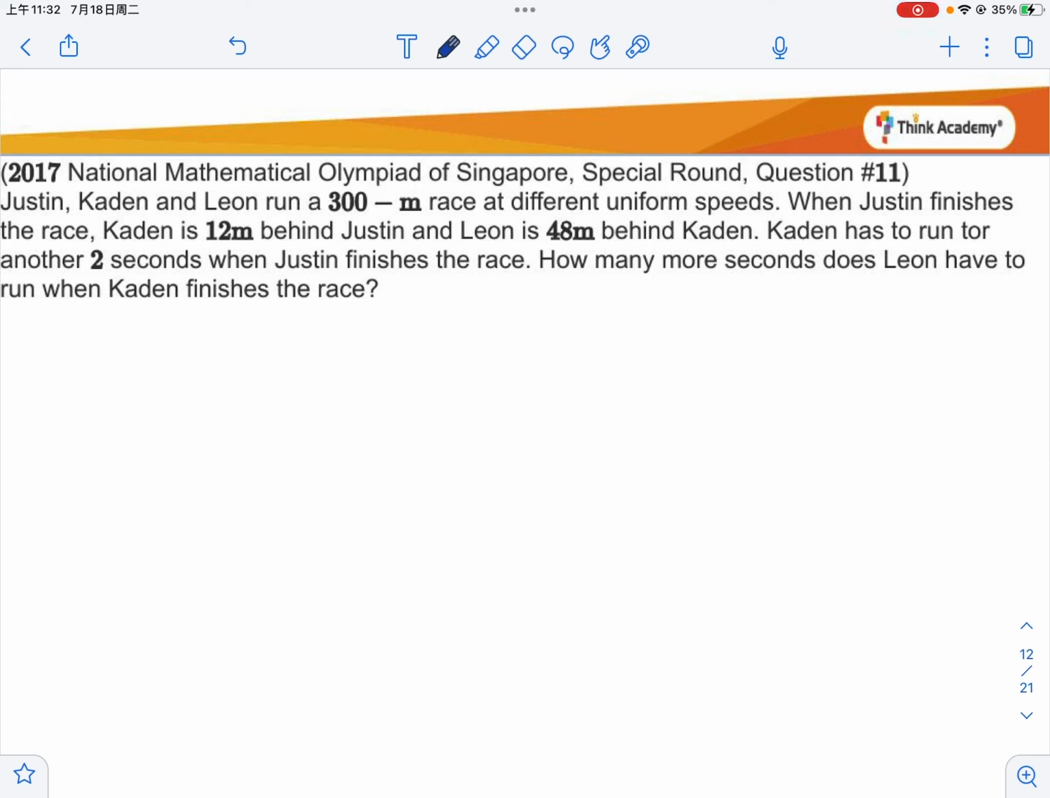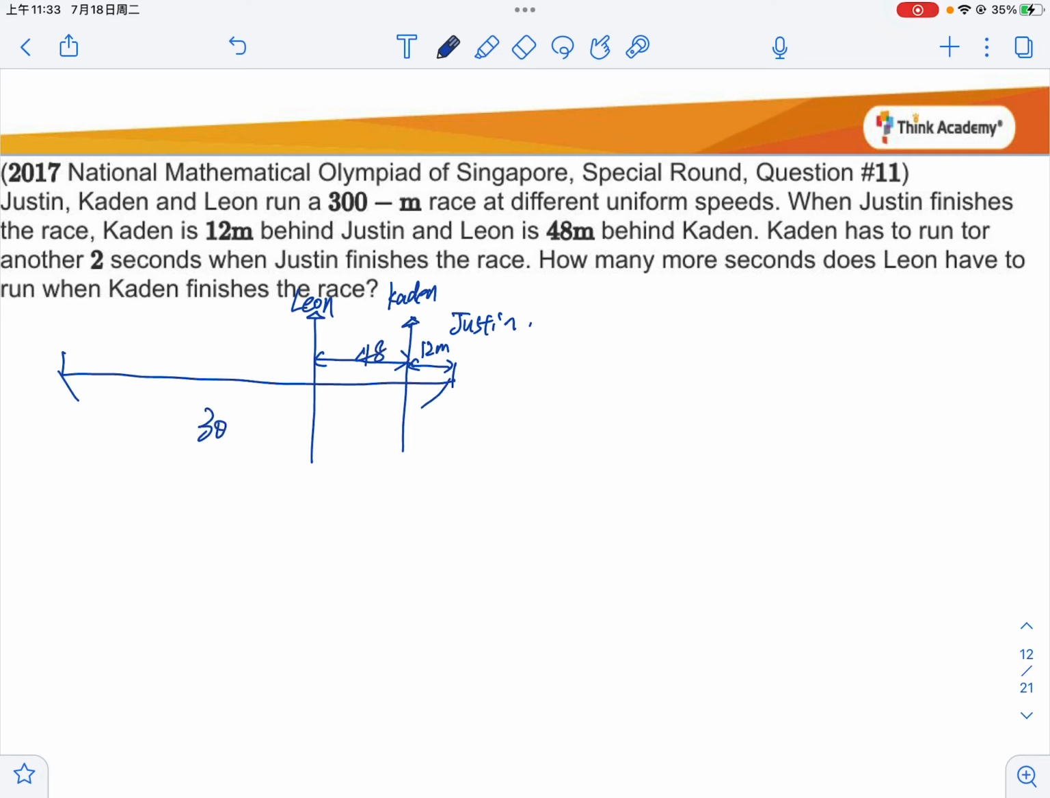Yeah, let's look at question 11. So this is a very simple question. You draw a diagram, all the things come out. So this is Justin. He is the first man. And the second one is Caden. The distance between Caden and Justin is 12 meters. And the third one is Leon. The distance between Leon and Caden is 48 meters. So, and the total distance is 300 meters.